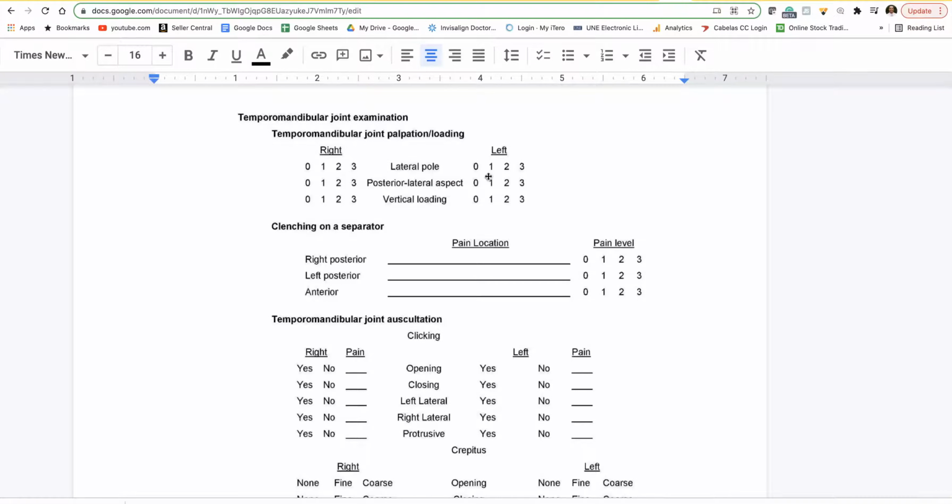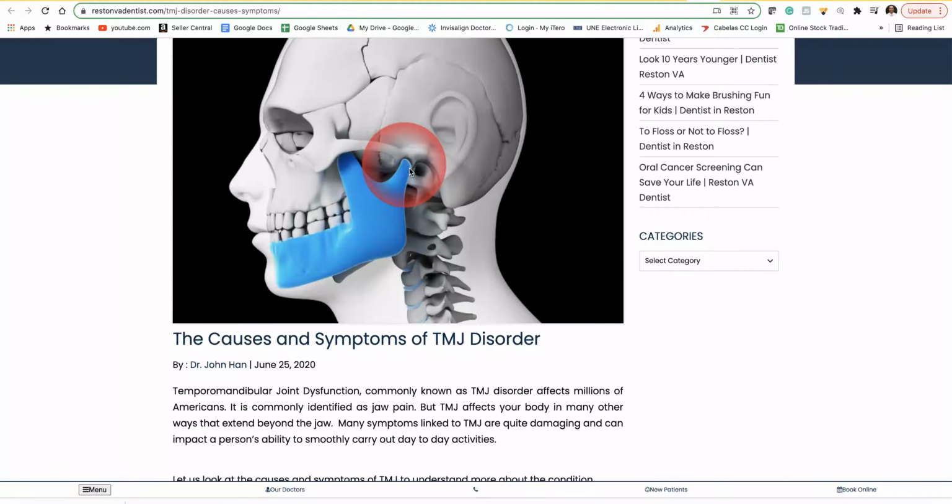So yes, you're going to feel the left and the right, 3 being the most painful. The posterior lateral aspect. What we're feeling for there is that depression. So you have the patient open wide, and you're pushing with your pinky, because our pinkies tend to get deeper in there than any of our other fingers. You're feeling for the lateral aspect of the condyle. You're not going to get to the medial aspect.